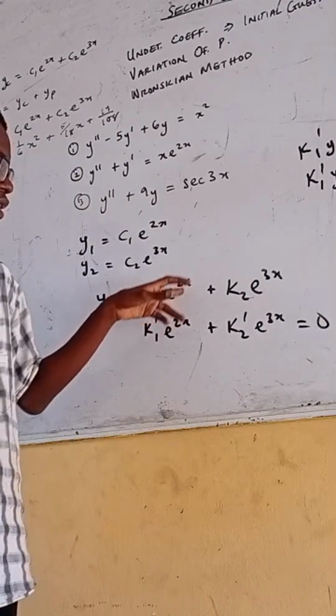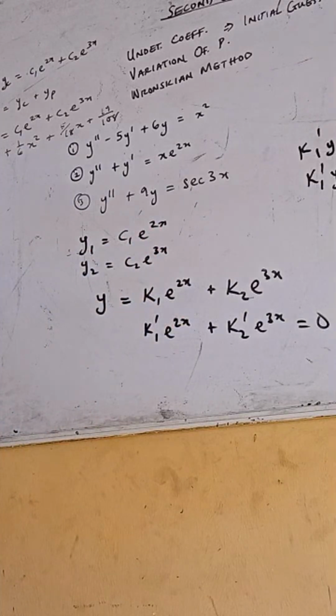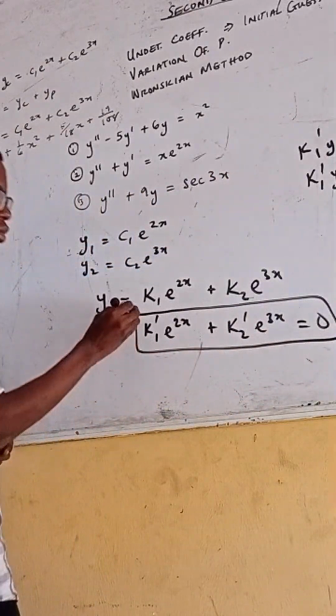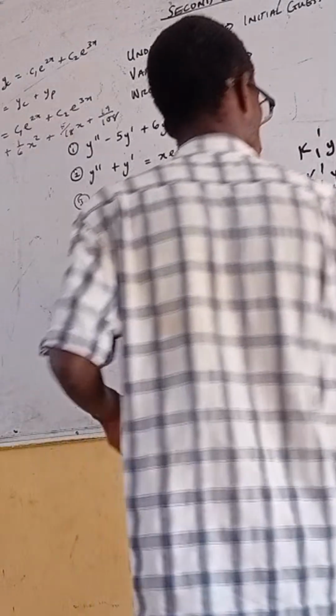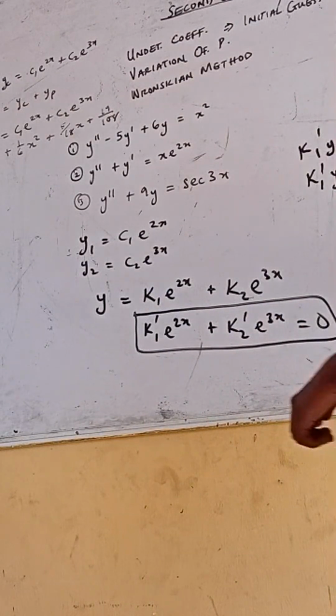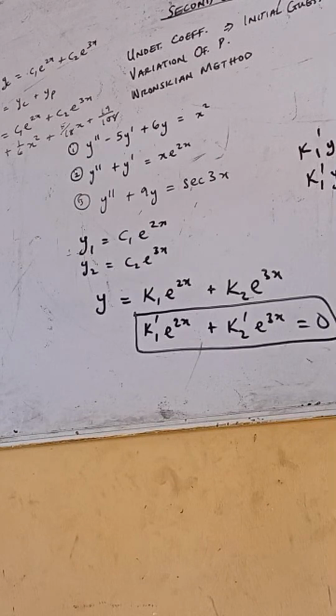Y equals K1 e raised to power 2x plus K2 e raised to power 3x. K is a function of x. So we have to establish this equation. Now let's do for the first. Y prime, what's y prime now? K1 prime. Don't forget, K is a function of x. So if you are differentiating K1, it will be K1 prime. K1 prime e raised to power 2x plus 2K1 e raised to power 2x.